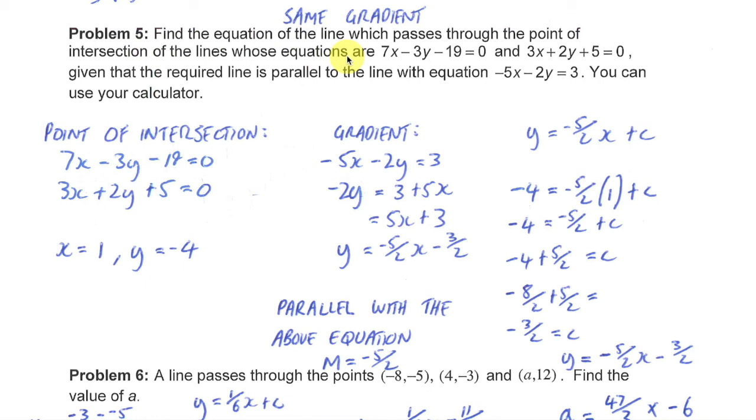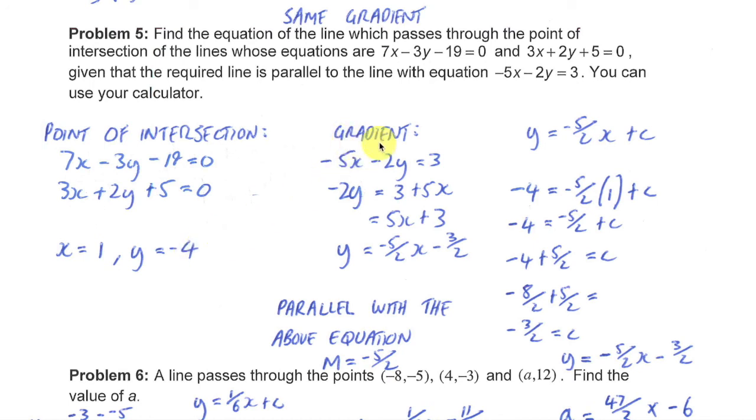Problem 5. Find the equation of the line which passes through the point of intersection of the lines whose equations are this and this. Given that the required line is parallel to this line, you can use your calculator. So point of intersection. So all I need to do here, guys, is go menu, algebra, solve, put in the two equations, and solve for x and y, and you'll see that the point of intersection is (1, negative 4).